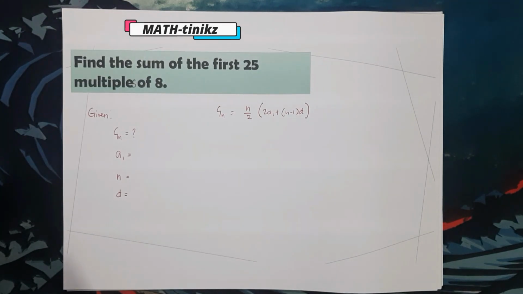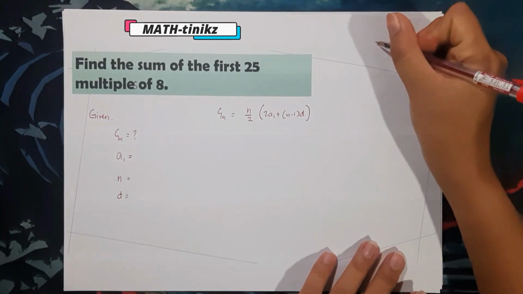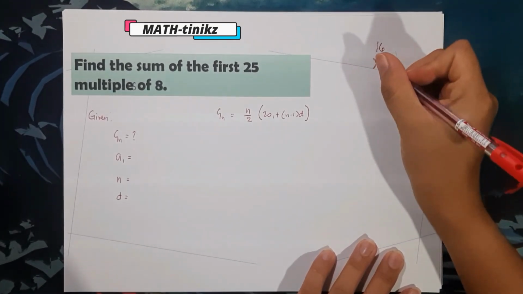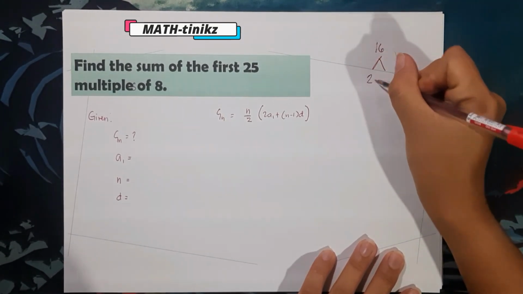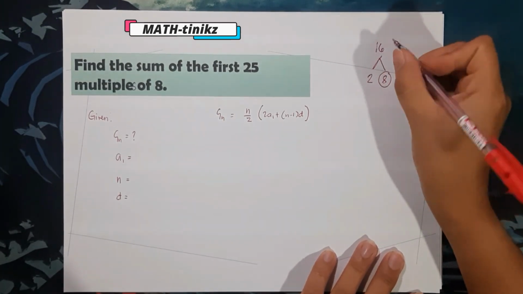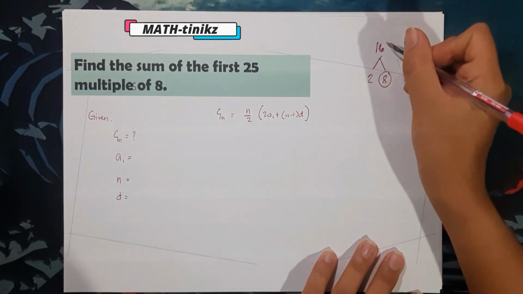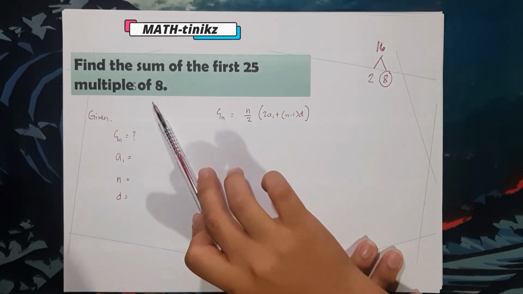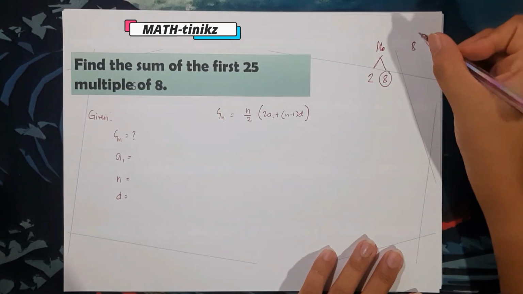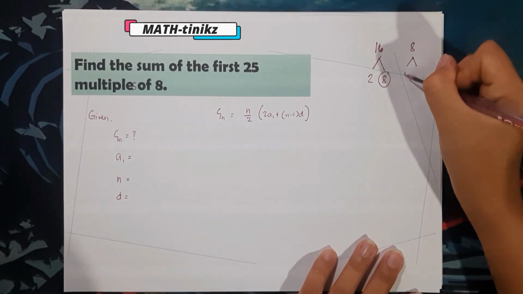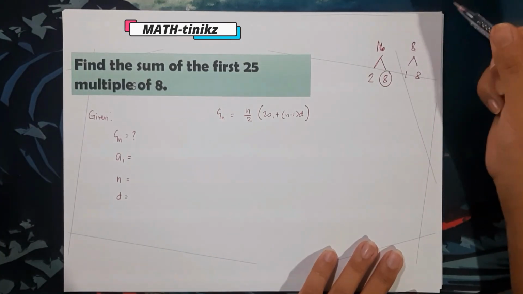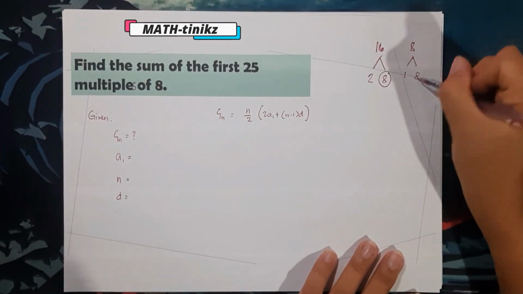Example, 16. Ano ba ang factor ng 16? Diba ang factor ng 16 is 2 times 8. So, there is 8. Therefore, si 16, isa siya sa multiples ni 8. Another is 8. Ano bang factors ni 8? 1 times 8. So, therefore, si 8 is also a multiple of 8.